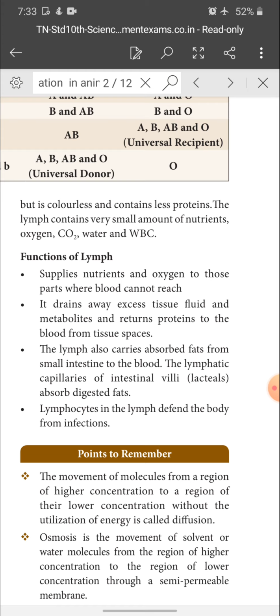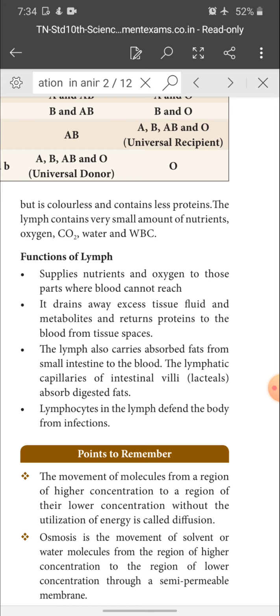In the small intestine, food digestion is completed and the end products glucose, amino acids, fatty acids and glycerol are formed. The glucose and amino acids are absorbed by the blood capillaries of the villi. The fatty acids and glycerol are absorbed by the lymph in the villi of the small intestine. So the lymph also carries absorbed fat from the small intestine to the blood. The lymphatic capillaries of intestinal villi absorb digested fat, and lymphocytes in the lymph defend the body from infection. So these are the 4 functions.